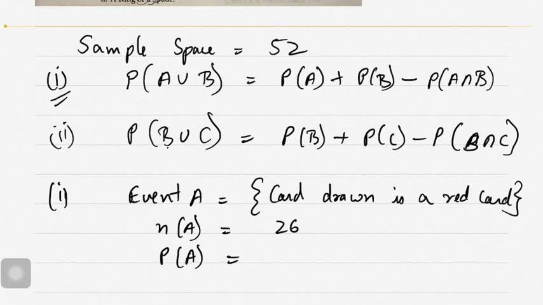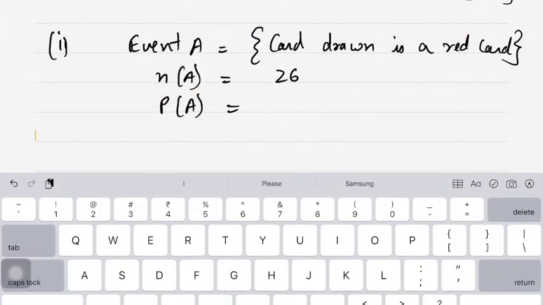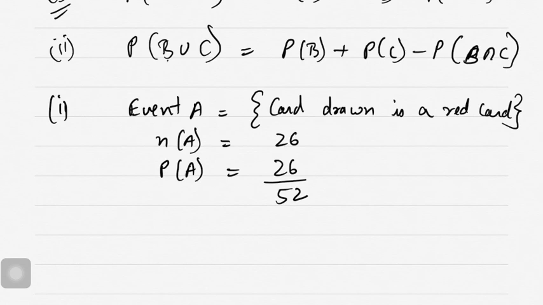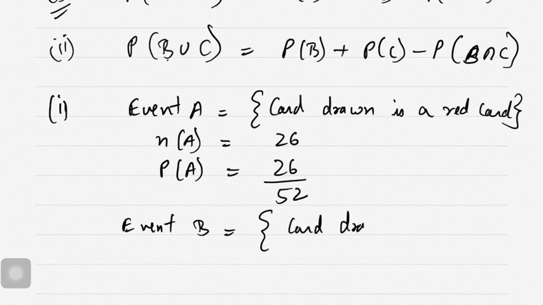Okay. So event A, so P of A would be 26 by 52. I will not simplify this. Okay. I want the denominator to be same. Okay. Event B. Event B is equal to card drawn is king.